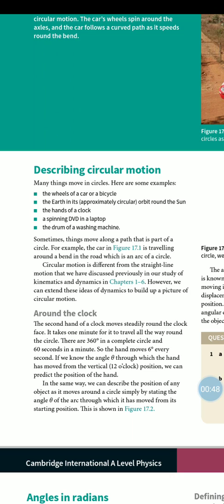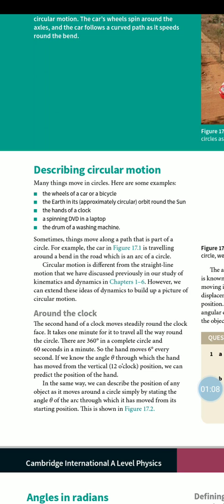But if you take a wheel of a car or a bicycle, then any point other than the center will be moving in a circle around that central point. So the examples they have given, the wheels of a car or a bicycle, the hands of a clock, etc., help you understand what circular motion is.